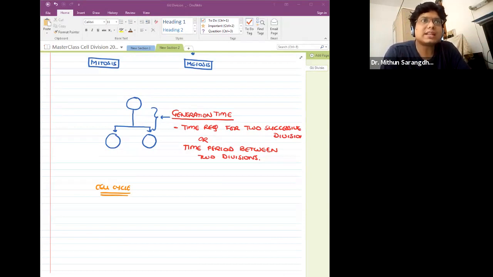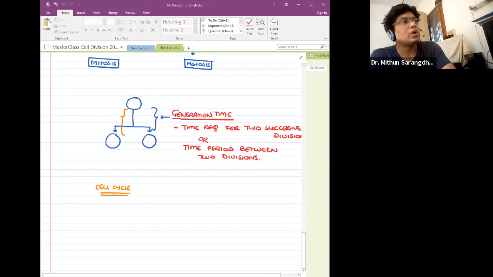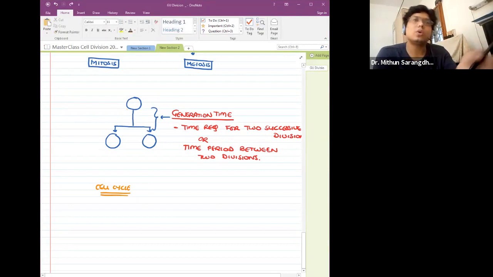So generation time is the time required for the cells to divide themselves. Yes, absolutely. It is the time required for successive divisions, meaning one cell giving rise to daughter cells. You can also say it is the time required for a parent cell to give rise to daughter cells. When one cell divides into two, whatever this time period was, that is your generation time, the time required for one single cell division.